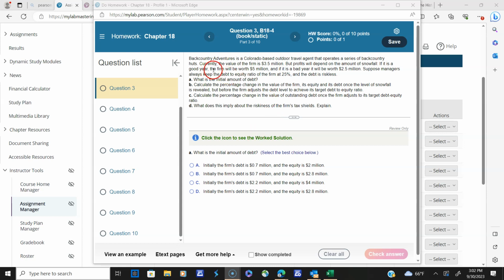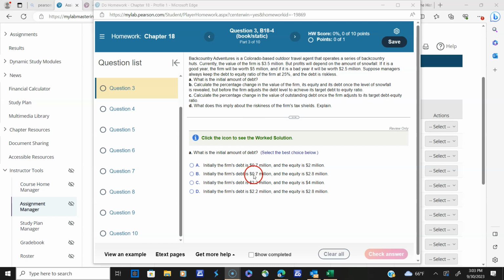So here's the question that students had on chapter 18, question 3, B18-4. It's about a company whose initial value is $3.5 million, but profits will depend on the amount of snowfall. It could have a good year of $5 million and a bad year of $2.5 million. They tell you that they keep the debt to equity ratio at 25% and the debt is riskless. So the question is, what is the initial amount of debt? And the answer is 0.7 million.